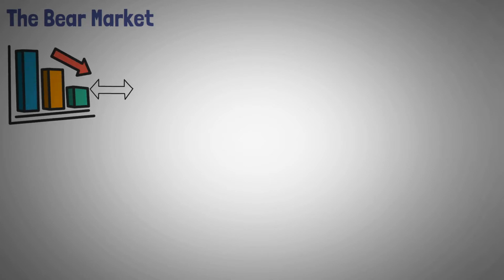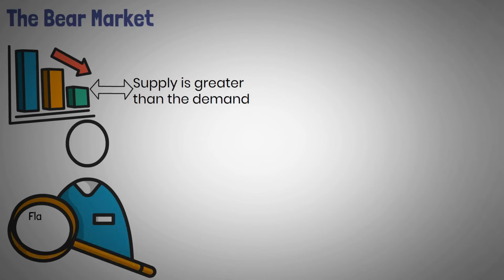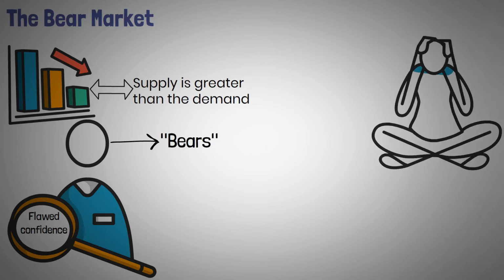The bear market. The bear market can be described as the substantial decline in the value of the assets. It is a time when the supply is greater than the demand, which exponentially reduces the price. The insiders with flawed confidence in the stocks give rise to the bear market. Resultantly, these insiders are known as bears. The bear markets are difficult to trade due to pessimistic bears.